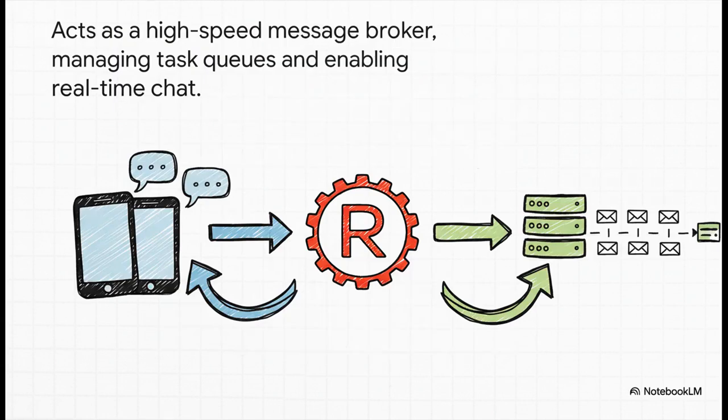And that's not all. Redis is also used all over the place as a high-speed message broker. It can manage queues of tasks that need to get done, or it can power real-time communication between different parts of an application. Think of a chat app. It just ensures that messages get delivered instantly and reliably. It's the backbone for that kind of stuff.